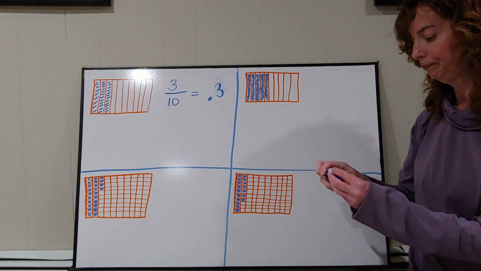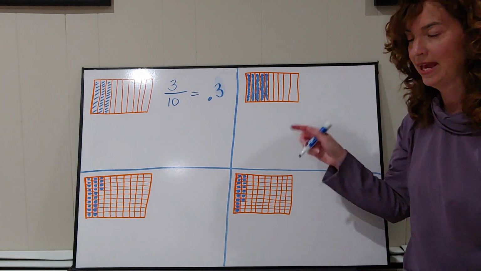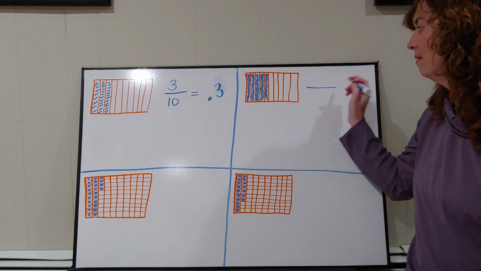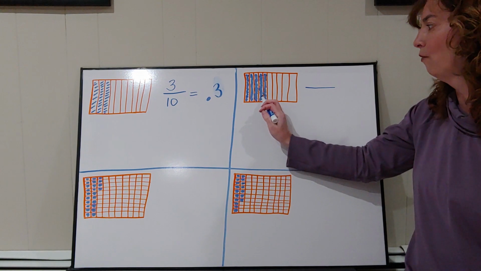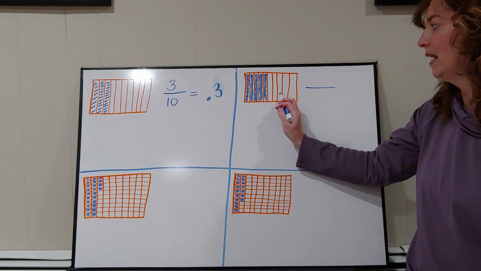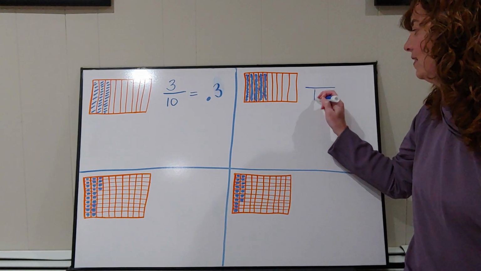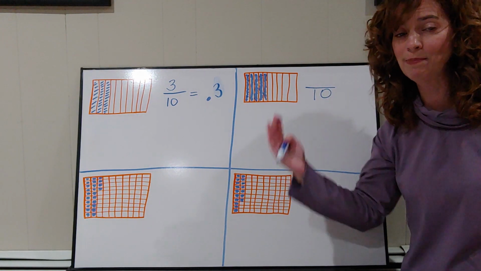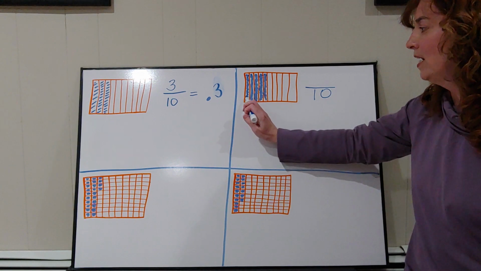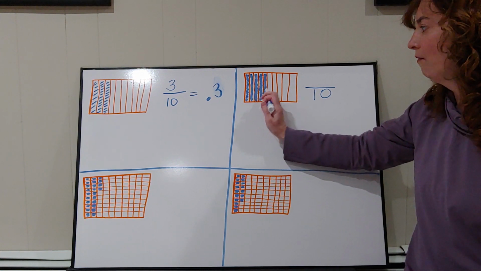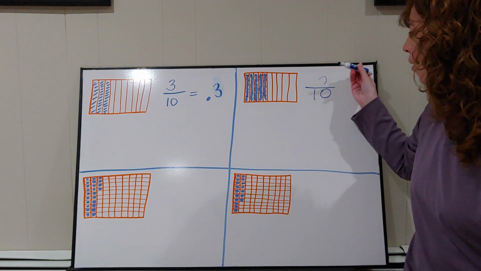All right, let's try another one. So over here, we're going to count to see how many spaces we have in the bottom all together. So let's count. 1, 2, 3, 4, 5, 6, 7, 8, 9, 10. So we have 10 for our denominator. There are 10 spaces all together. Now let's count how many are shaded. 1, 2, 3, 4, 5. 5 parts.